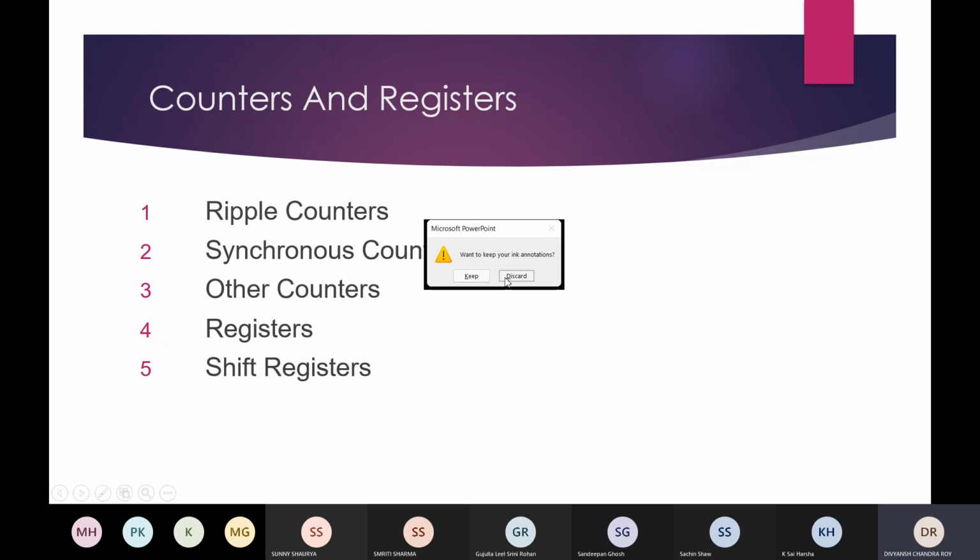Can you explain the diagram? That circuit diagram for 101. You can write on this chat box. Circuit diagram for 101 overlapping sequence detector. You can write on the chat box. I am waiting.